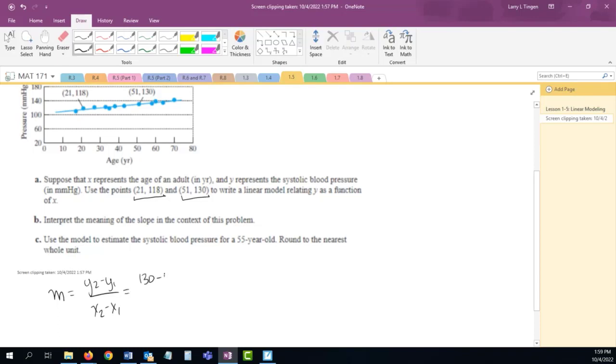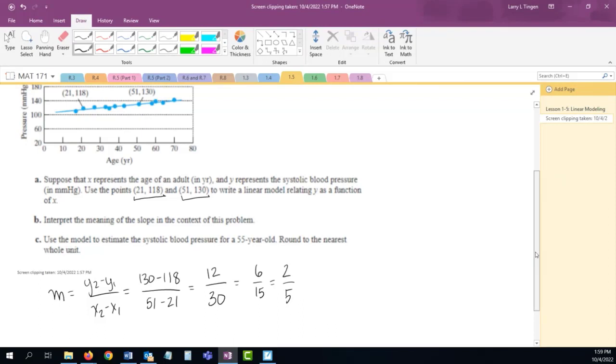Y2 is 130, Y1 is 118, X2 is 51, X1 is 21. 130 minus 118 is 12. 51 minus 21 is 30. Those are both even, so I can take that to 6 over 15, which I can then reduce. They're both divisible by 3. So 6 becomes a 2, 15 becomes a 5. Okay, so I got a slope of 2/5.